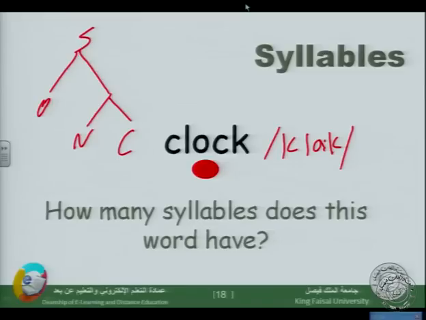How many onsets does it have? First one, K, clock, law, L, and R, and K. Clock.